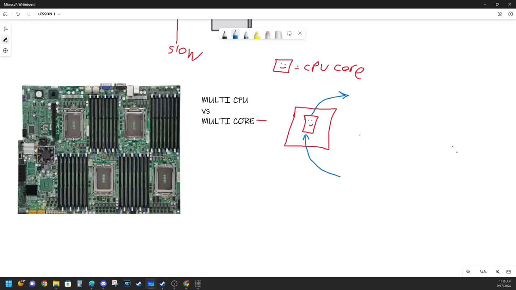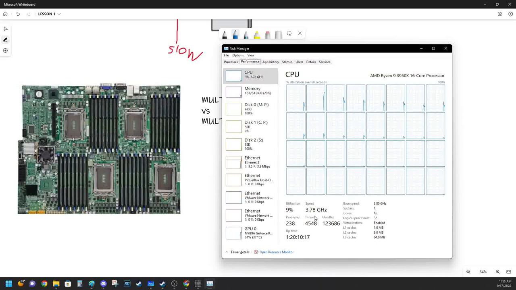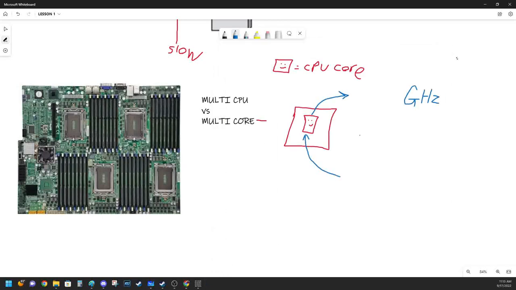When we talk about clock cycles, processors are measured in gigahertz. So what's my processor at right now? Control Shift Escape, let's bring up Task Manager. I have a 32 core processor rocking at 3.8 gigahertz. So each core is refreshing 3.8 billion times per second, and each one of those cores originally would take one set of instructions in and one set of instructions out.